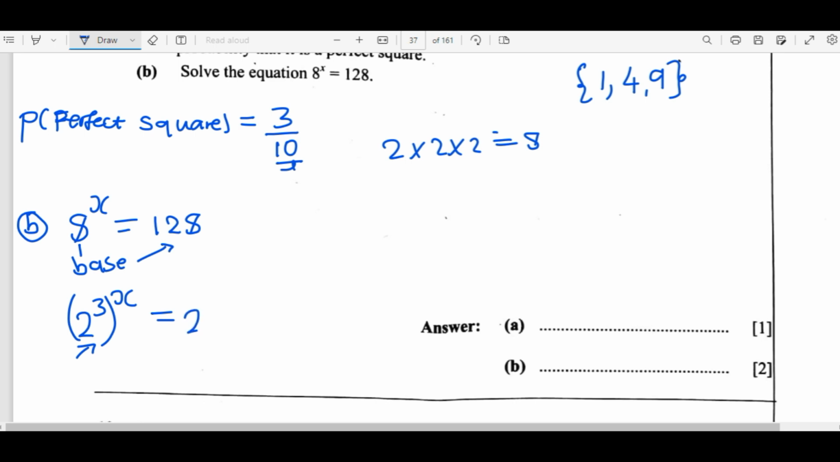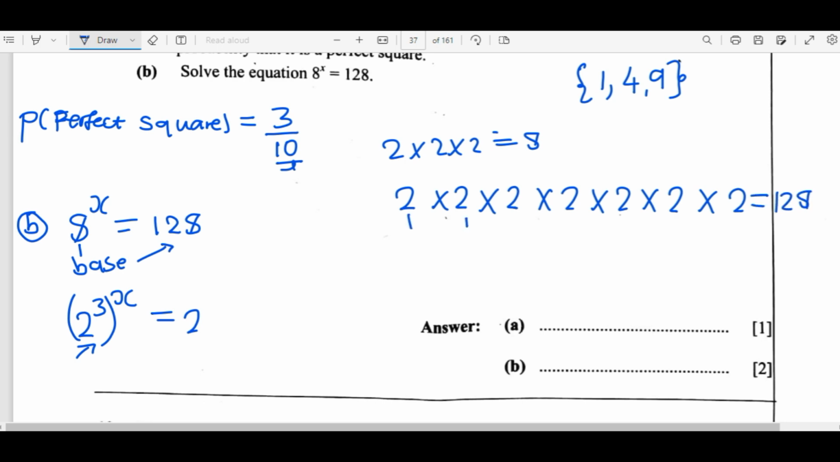Now, by what number can we raise 2 so that we are able to get the result of 128? So let's see. 2 times 2 is 4, times 2 is 8, times 2 16, times 2 32, times 2 64, times 2 128. So we want 1 2 3 4 5 6 7. So 2 raised to the power 7 is the same as 128.